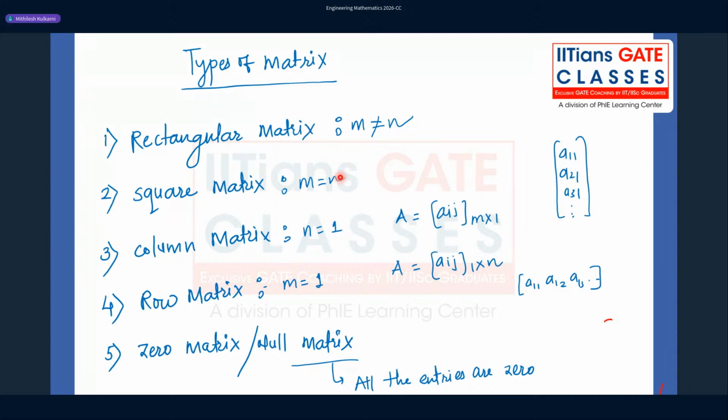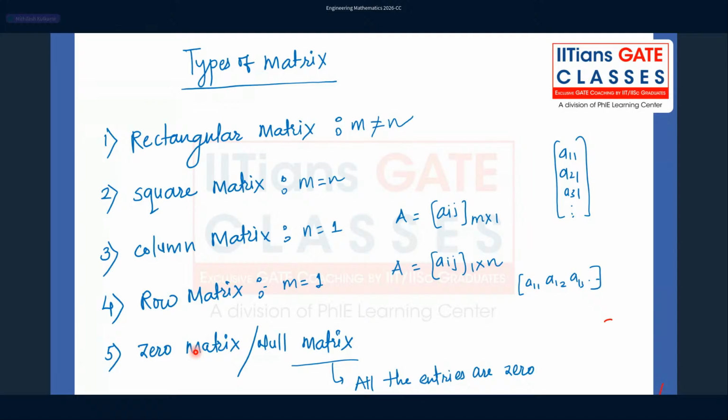Then we have column matrix and row matrix. If n is equal to 1, it means you have only one column. You may have multiple rows, but only one column is there. So Aij, m cross 1, this is called the column matrix. When the number of columns is only one, it is a column matrix. And whenever the number of rows is only one, it's a row matrix. Okay.